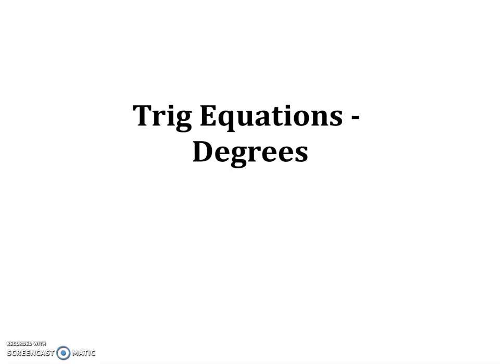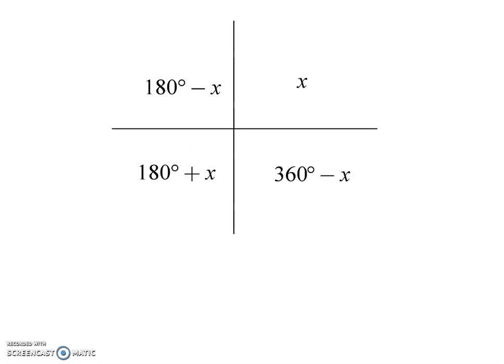We are now going to solve trig equations in degrees, and later on we will solve them in radians as well. So when you're solving in degrees, you're looking for the angle that's going to give you a specific trig value. This is what we use to find the angle measurements, and we're always going to answer our angles within that first full rotation from 0 to 360.